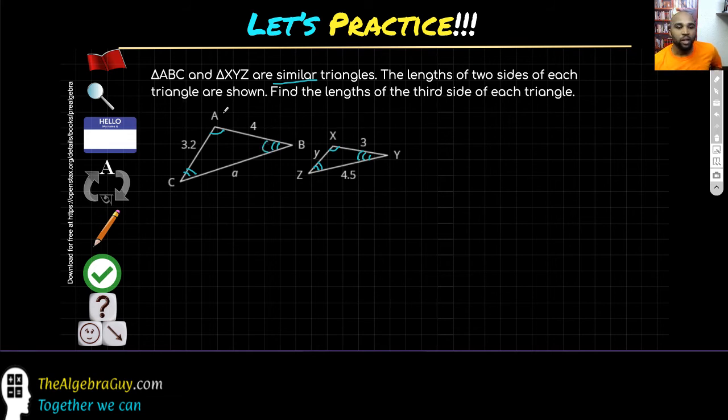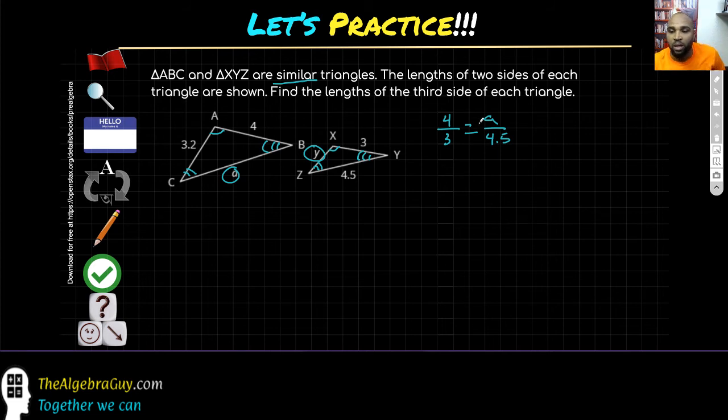All right, the lengths of two sides are shown. Find the length of the third side. So we got two sides on these triangles, but one side is missing. So let's set up a ratio to help us find it. We can say that 4 is to 3, so 4 for every 3, is equal to, and let's say I'm looking for A, A over 4.5. So this is the setup I need in order to solve this.